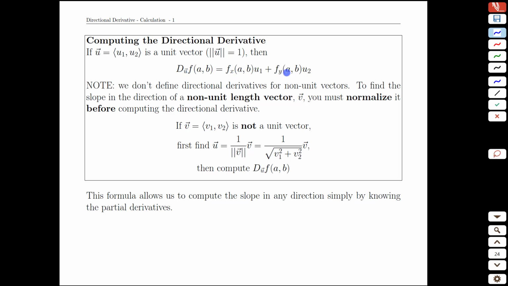Then the calculation of the slope of the surface at the point (a, b) in the direction of some u is going to be given by the x partial derivative times the component u1, plus the y derivative times the component u2. Note, we do not define directional derivatives for non-unit vectors.